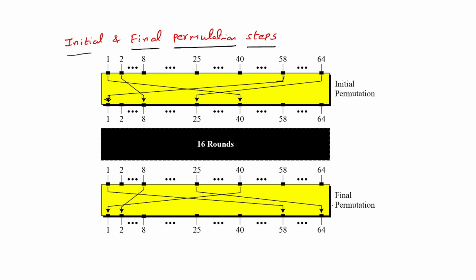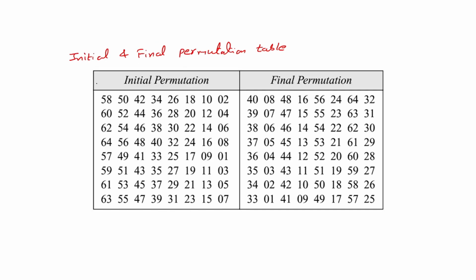All these positions are determined by the DES designer. All these are predetermined. This is the table of initial and final permutation. The 58th bit will become the first bit, the 50th bit will become the second bit, the 42nd bit will become the third bit. Like this, 64 positions are predetermined, and in the final permutation the 40th bit will become the first bit. Okay, so this is about initial and final permutations.